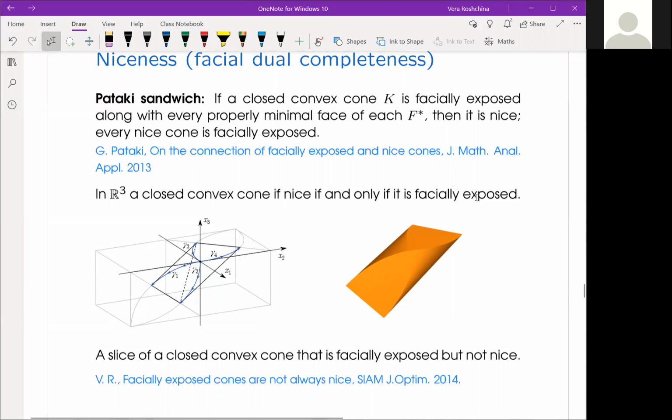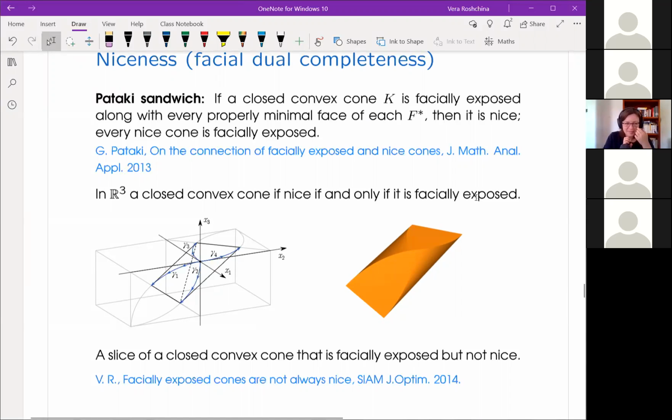Okay, so yeah, in fact, that's not true. It's only true in 3 dimensions. And the first example that we can produce that breaks it is in 4 dimensions.